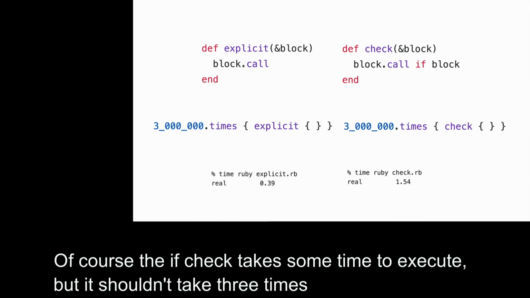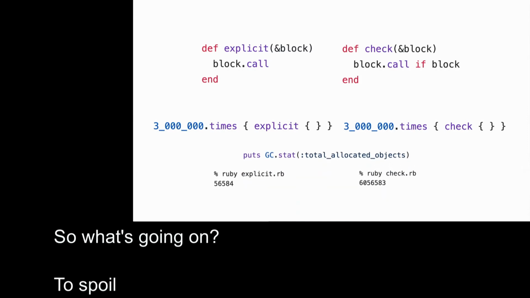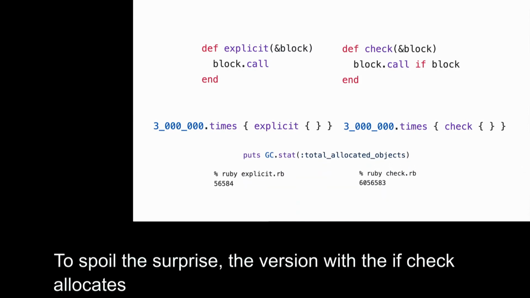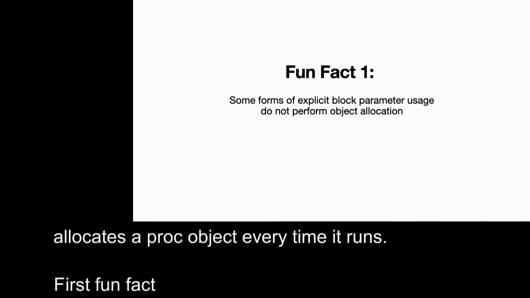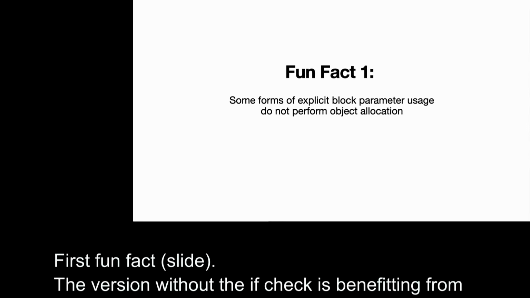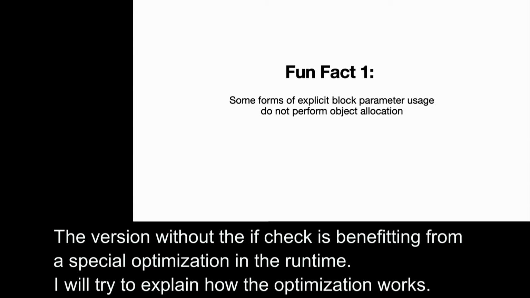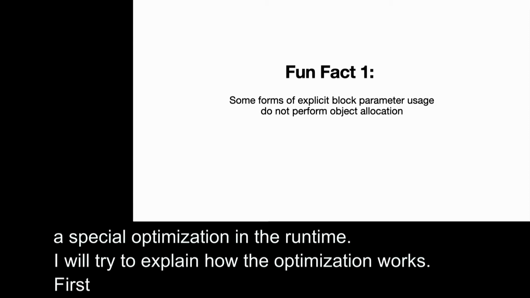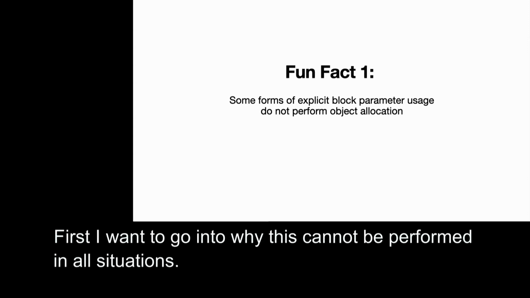To spoil the surprise, the version with the if check allocates a proc object every time it runs. So this is my first fun fact. Some forms of block parameter usage don't allocate objects. The version without the if check is benefiting from a special optimization in the runtime. I will try to explain how the optimization works. But first, I want to go into why the optimization cannot be performed in all situations.